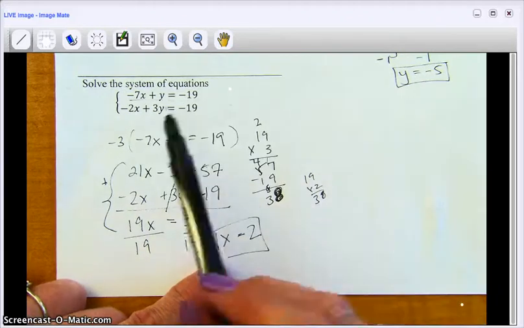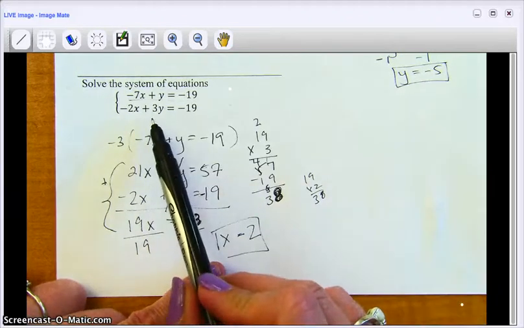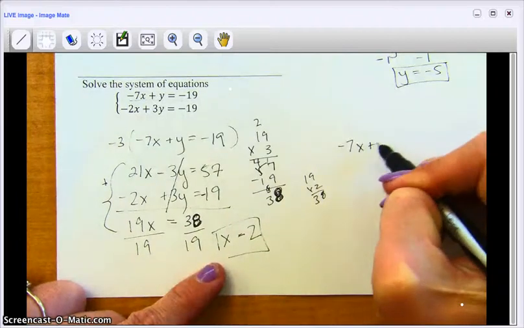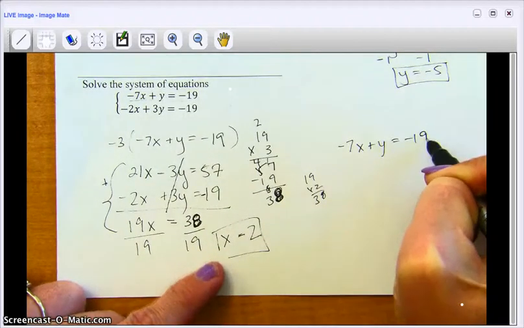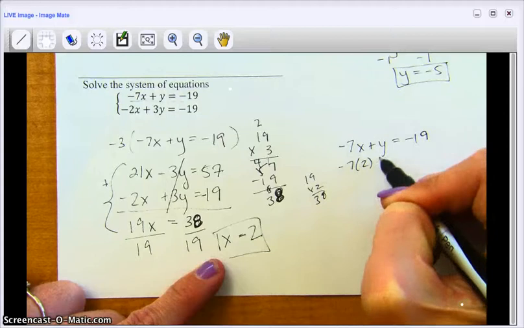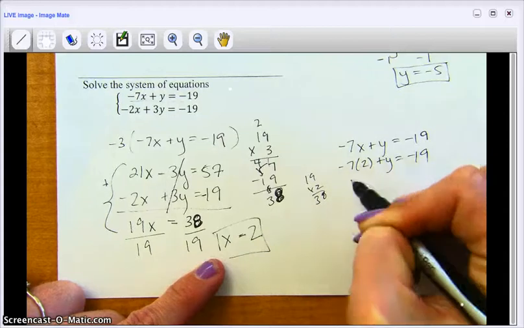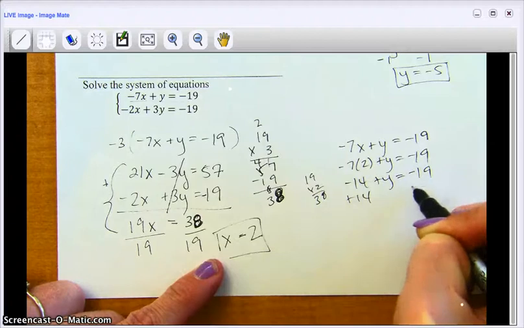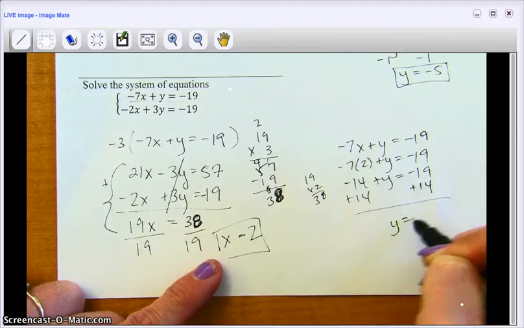So I can pick one of these two equations. I'm just going to do this one. It doesn't really matter. None of them look particularly great. Okay, so my value for x is 2. Negative 14 plus y equals negative 19. Add 14 to both sides. Y is equal to negative 5.